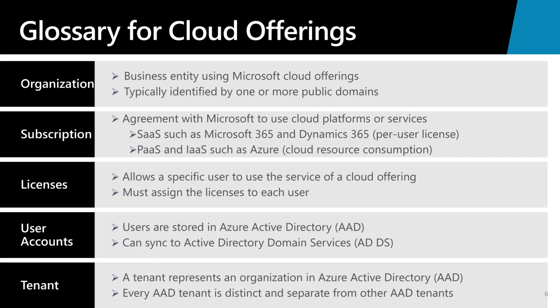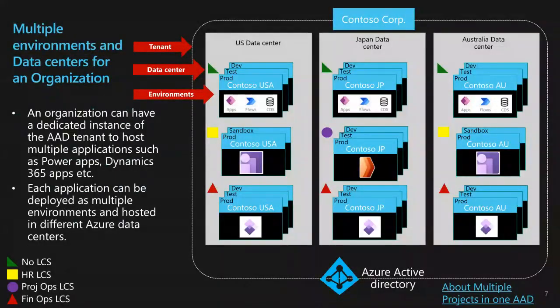So I've got a diagram that shows a sample of an environment with tenants, data centers, and environments. In this example, you can see Contoso Corporation around the outside, and that's our organization. This organization is sitting inside of one tenant that is part of one Azure Active Directory. In this case, you can see that there are 3 data centers, one for the US, one for Japan, and a third one for Australia. And then within each of those data centers, we have different environments, and each of these environments serves different purposes.